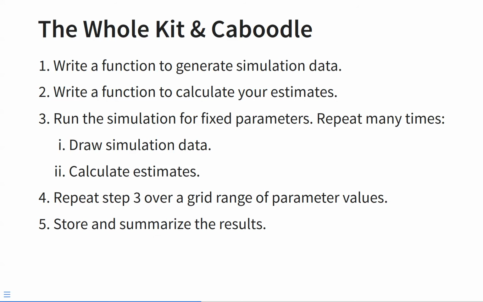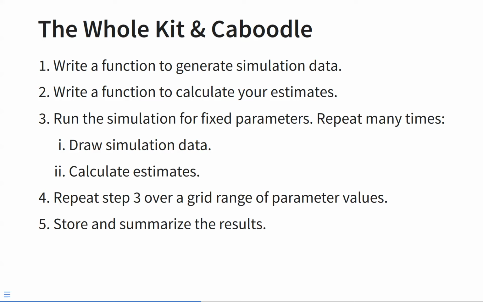Here are the steps. First of all, we're going to write a function to generate simulation data. Second, we're going to write a function to calculate some estimates of something. Third, we're going to run the simulation for fixed parameter values. In other words, we're going to repeat two steps many, many times. The first step is drawing simulation data. The second step is calculating estimates. Then we're going to repeat this step 3 over a grid with a range of parameter values. And finally, we will store and summarize the results.